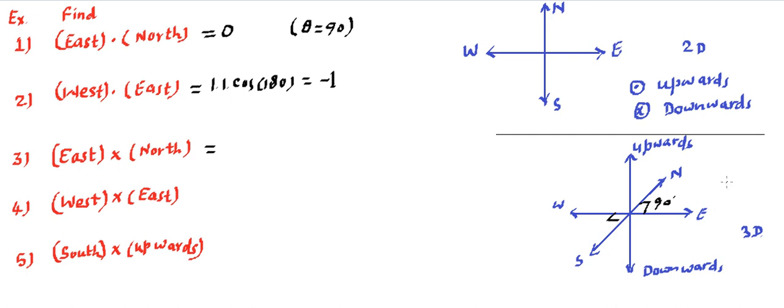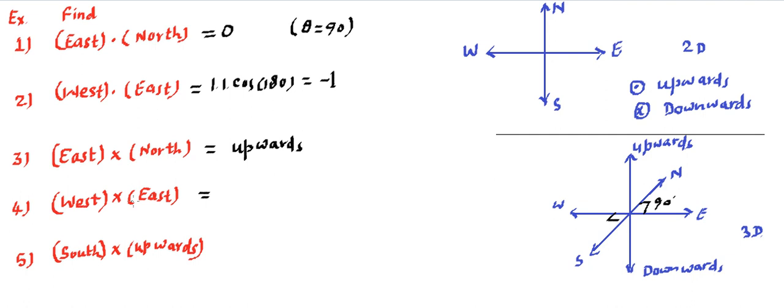So we can say this is going to give us the upward direction. Now these questions are just for your practice, how we are getting the directions doing the cross product. So if we do the cross product between east and north, then it will be upwards. Now if I have written north cross east, then you will say the direction will reverse and it will go downwards.